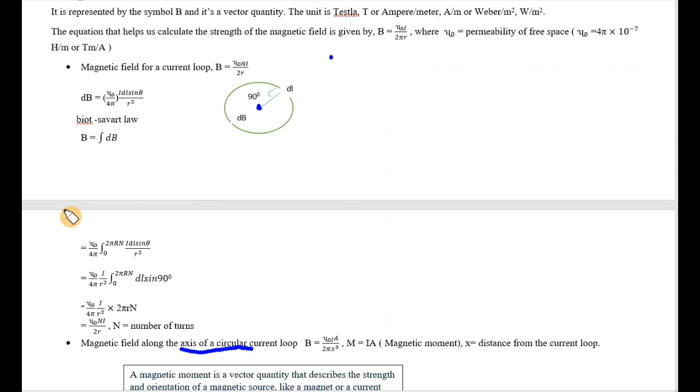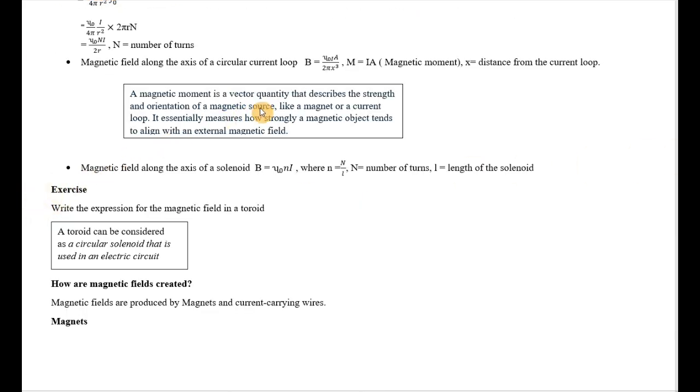So going further, we defined what a magnetic moment is. This is a vector that describes the strength and orientation of a magnetic source, like a magnet or a current loop, and it essentially measures how strongly a magnetic object tends to align with an external magnetic field.